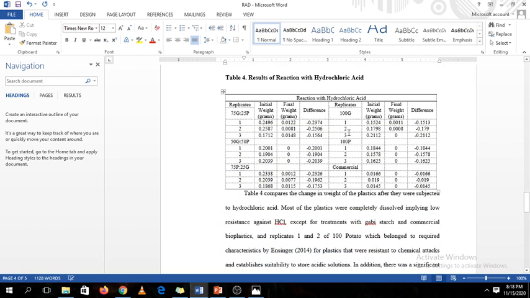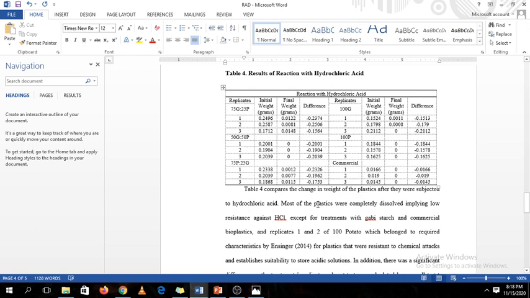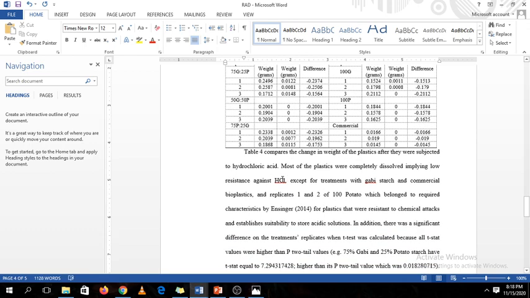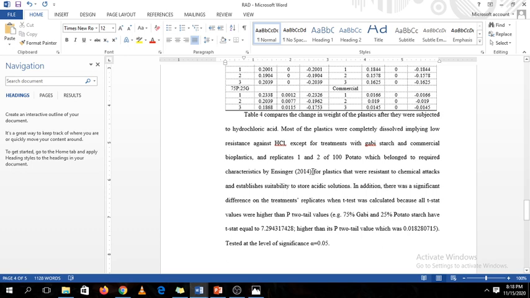Then hydrochloric acid, submerge ang plastic sa HCl or hydrochloric acid. Then support na naman ni Singer nga dapat ang plastic resistant to chemical attacks. So cite as much as possible to make your study stronger is that you cite studies that support your results.